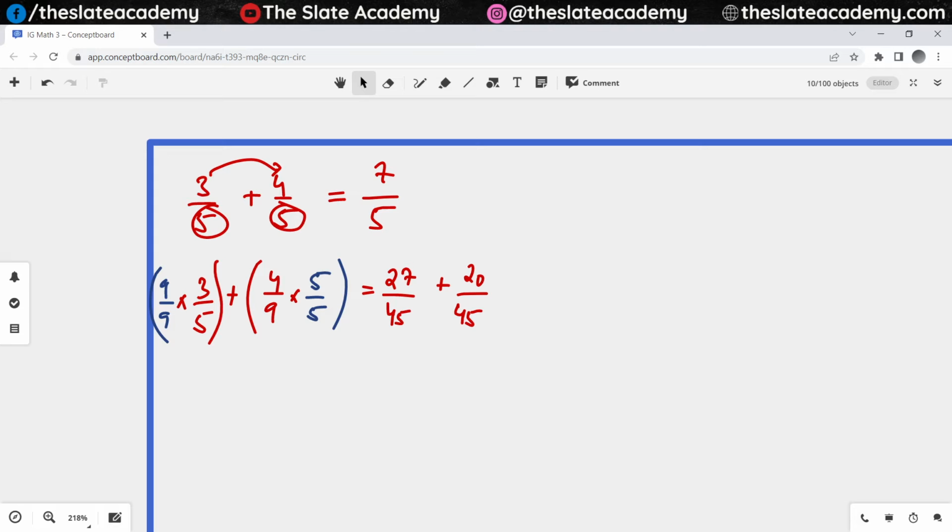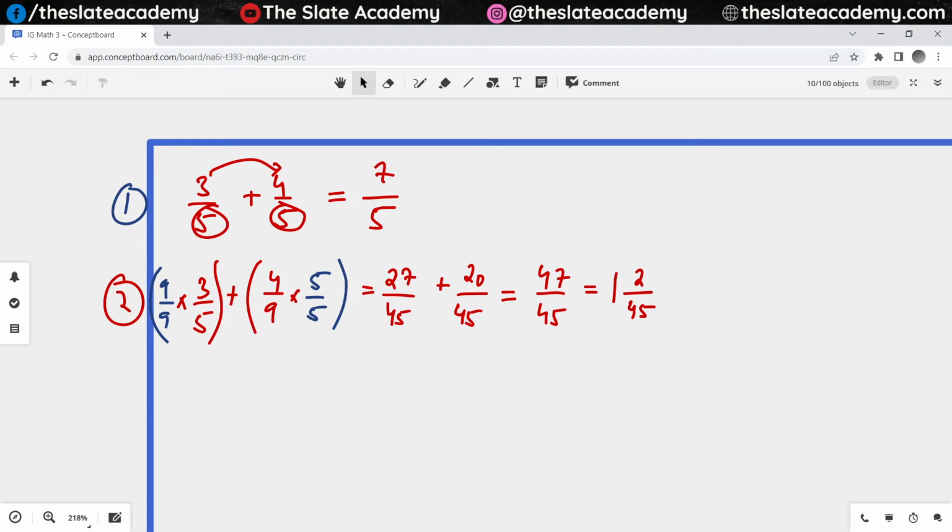And now as the denominators are the same, I can add their numerators. So it would become 27 plus 20, 47 by 45. And this is an improper fraction. I can convert it into a compound fraction. That would become 1 whole 2 by 45. Right? Okay. So this is example number 1 over here, and this is example number 2.